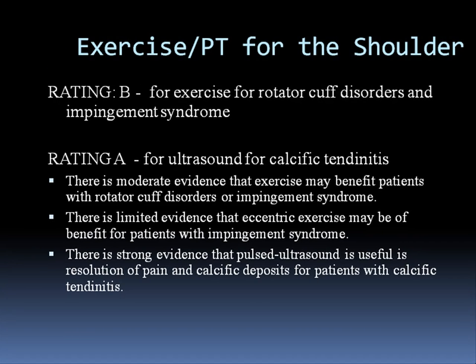Our ratings for exercise and ultrasound were a rating of B for exercise for rotator cuff disorders and impingement syndrome, and a rating of A for ultrasound for calcific tendinitis. There is moderate evidence that exercise may benefit patients with rotator cuff disorders or impingement syndrome. There is limited evidence that eccentric exercise may be of benefit for patients with impingement syndrome, and there is strong evidence that pulsed ultrasound is useful in resolution of pain and calcific deposits for patients with calcific tendinitis.